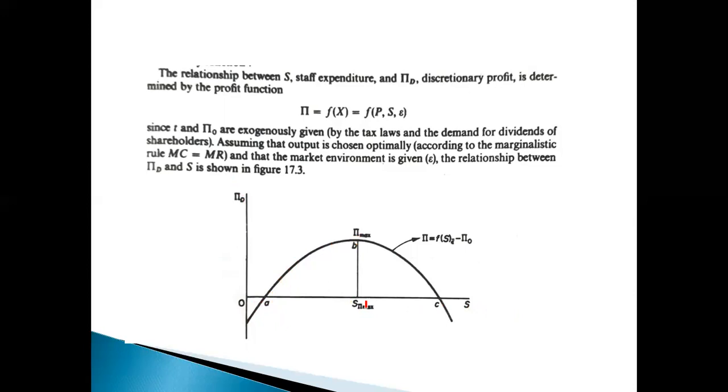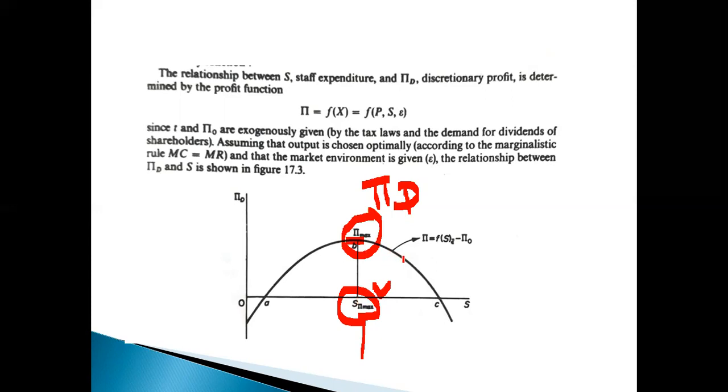As staff expenditure increases, discretionary profit also increases up to this point B. When point B is reached, we have the maximum discretionary profit, and staff expenditure there is S pi max. S means staff expenditure, pi max means profit maximum. That means discretionary profit maximum. When you have this expenditure, your discretionary profit is maximum.